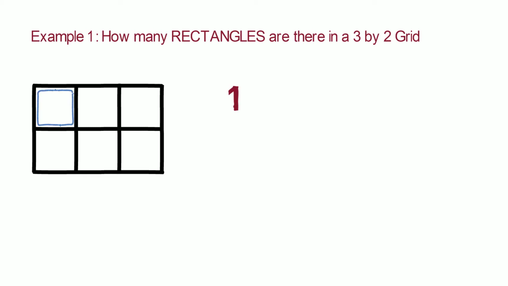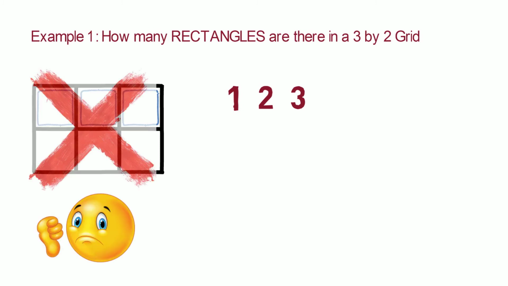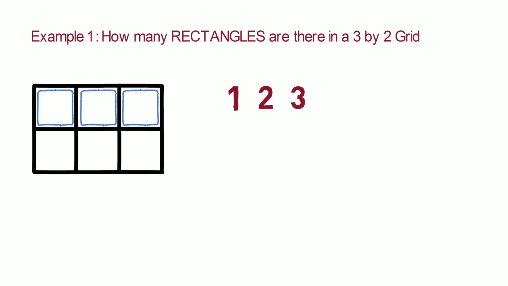This is rectangle number 1, 2, 3. What? I'm doing it all wrong? These are not rectangles. These are all squares. And in these questions, we are supposed to count only the rectangles. This is what you want to say, right? No, my friend. A square is also a rectangle which has all sides equal. So we need to count the squares as well.